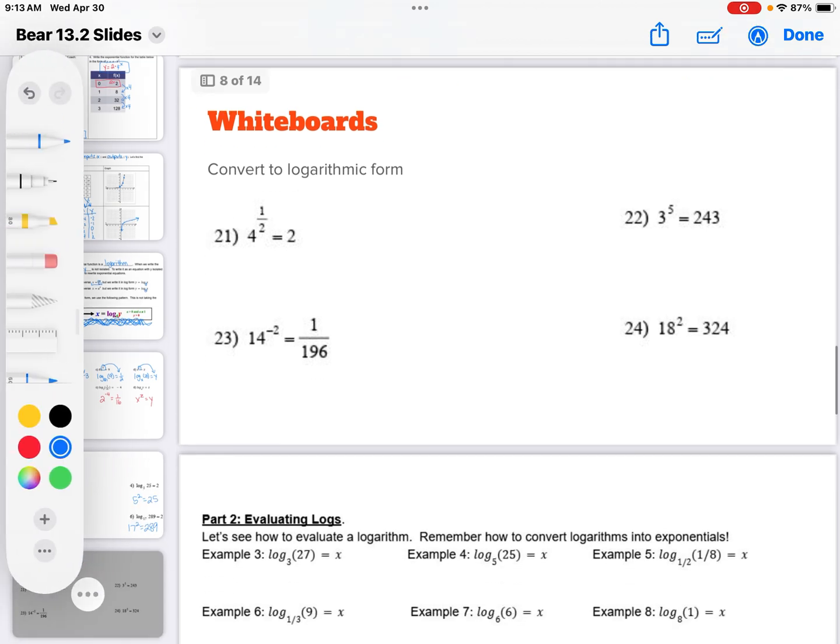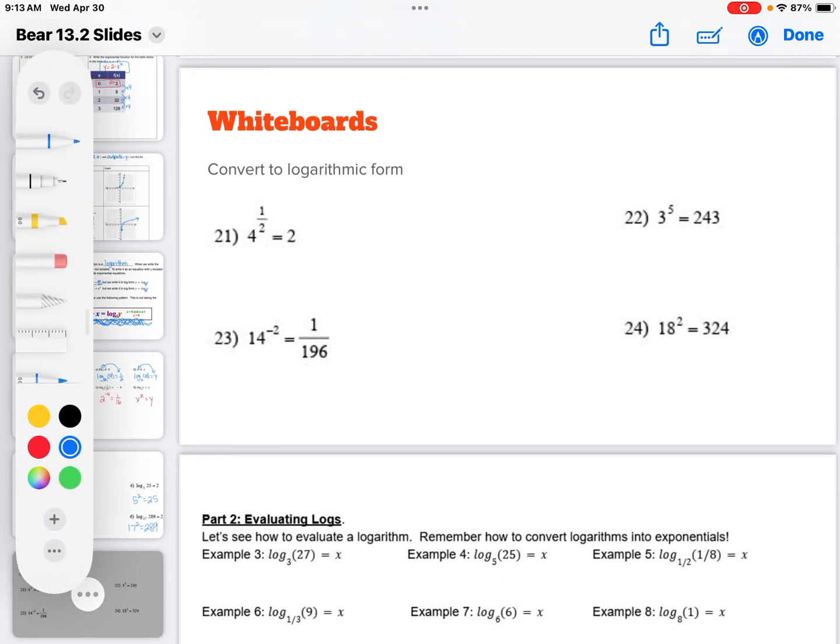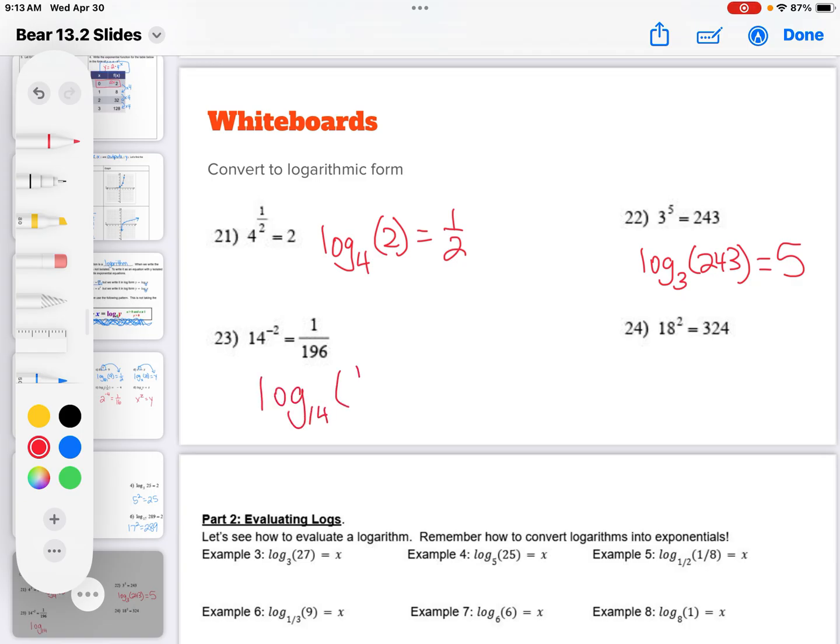Now try these. These ask you to write into logarithmic form. So pause the video, try this out. If you did this right, you had log base 4 of 2 is equal to 1/2. For 22, you have log base 3 of 243 equals 5. For 23, you have log base 14 of 1/196 equals -2. And finally, we have log base 18 of 324 equals 2.